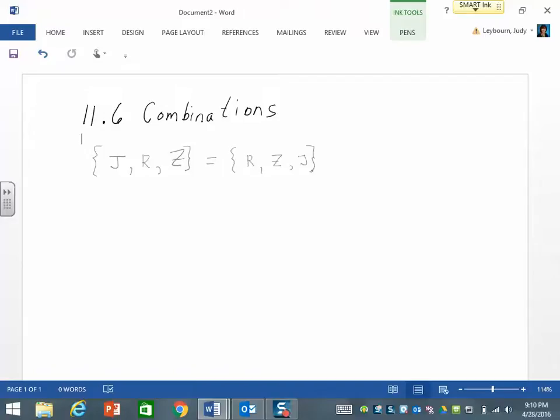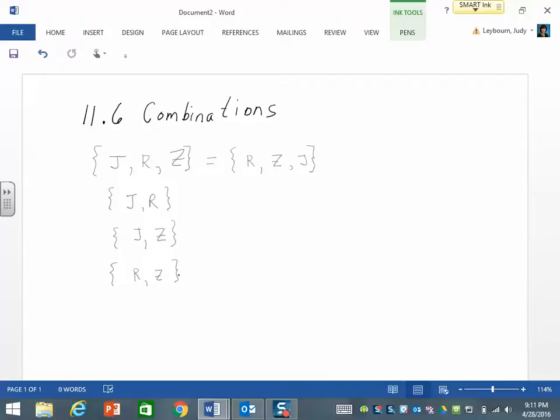If we look at all the combinations of, let's say, taking two of those three letters, we could have the set JR, we could have the set JZ, and we could have the set RZ. And thus we would have three different combinations.